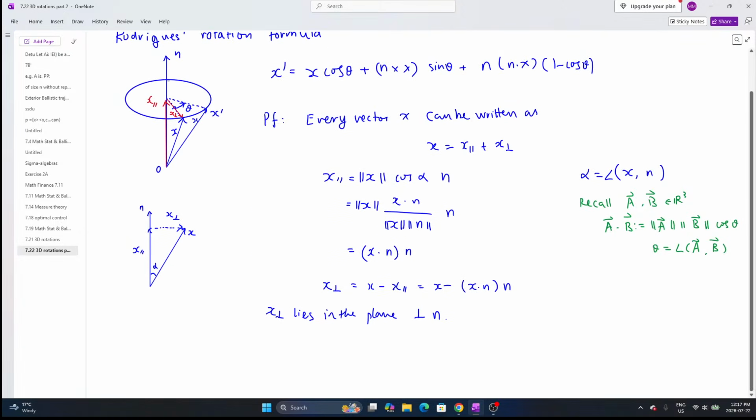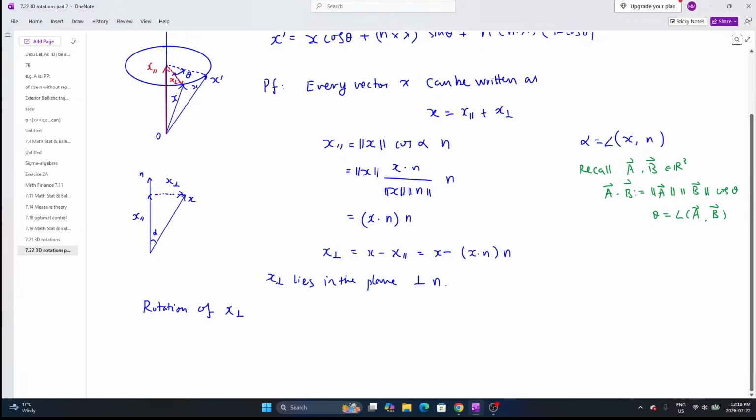So in that plane, you just get an ordinary 2D rotation. So how do we describe that? Well, let's notice something. We need to do rotation of x perpendicular. So we want the rotation of x perpendicular.